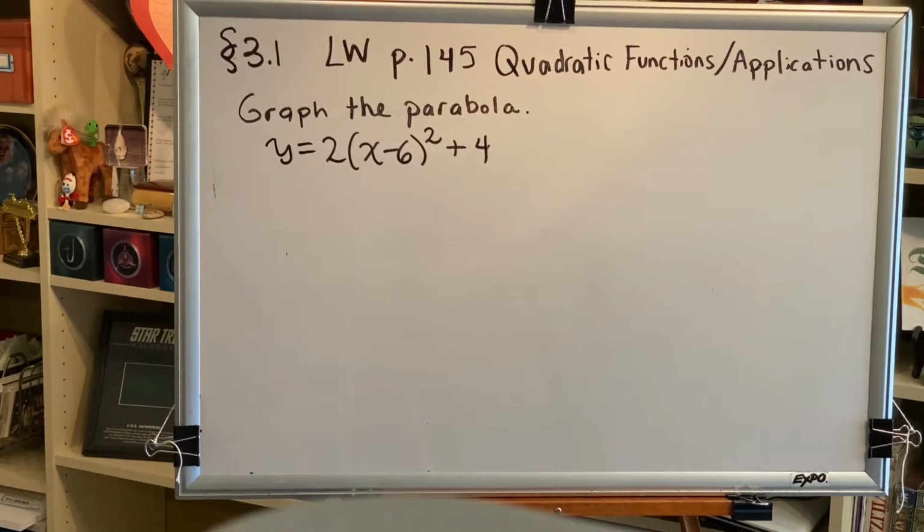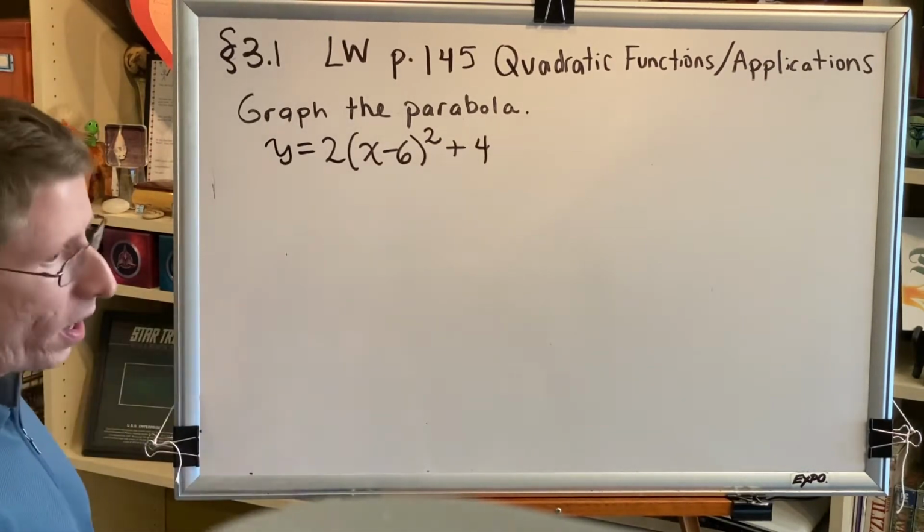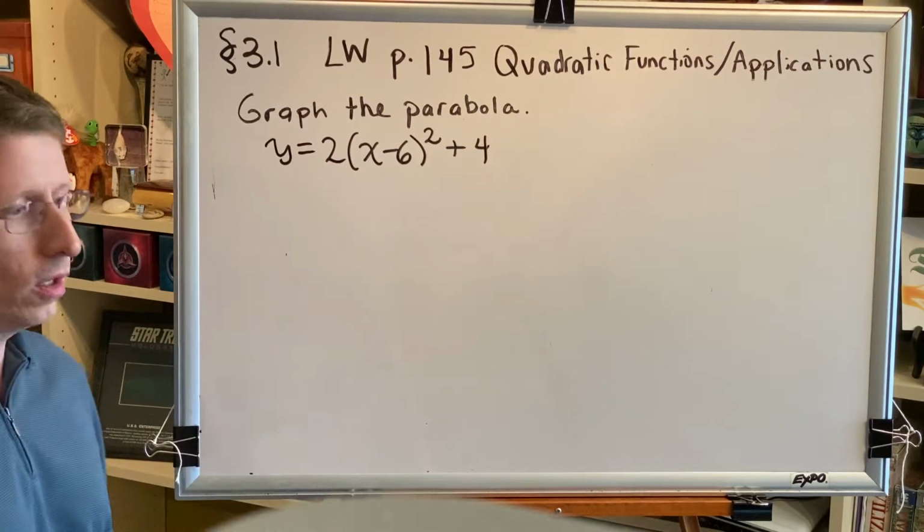Please open in your learning workbook to page 145 as we solve several problems from Alex that ask us to graph a parabola. Alright, here's the first one. Graph the parabola. y equals 2(x minus 6) squared plus 4.